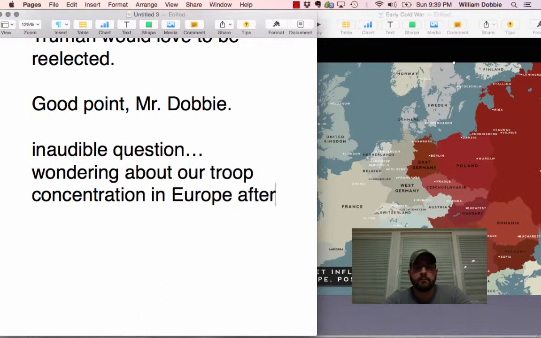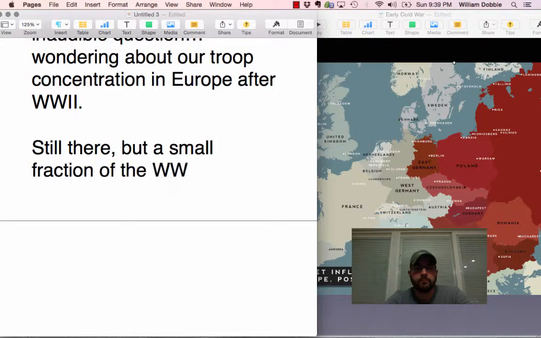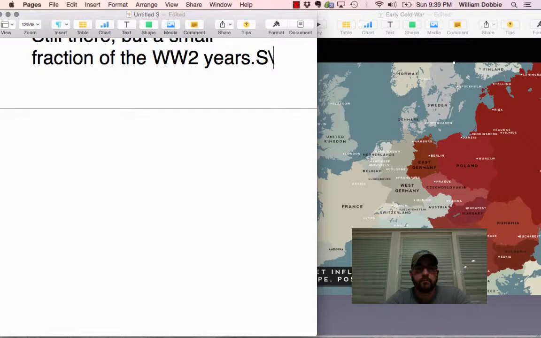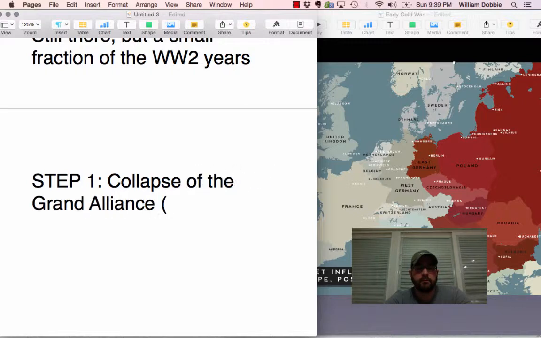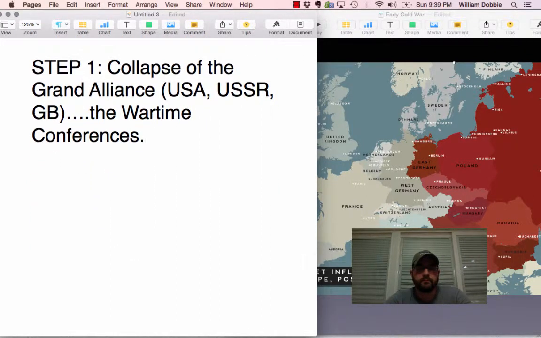So how do we get to this point from where these two countries are wartime allies to Cold War enemies? We're going to start talking about the steps leading to the Cold War. And as I said, there's going to be 8 of them. The first one is going to be the collapse of what we call the Grand Alliance. And this comes through wartime conferences. So this is the first step to the collapse of these allies. We're going to talk about 3 of them that we've already mentioned, but we're just going to go in a little bit more depth.